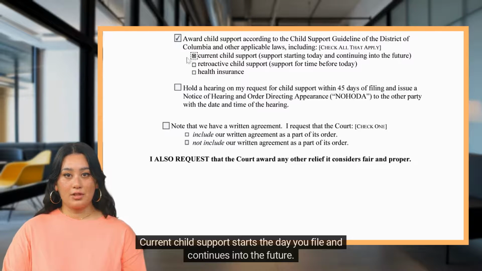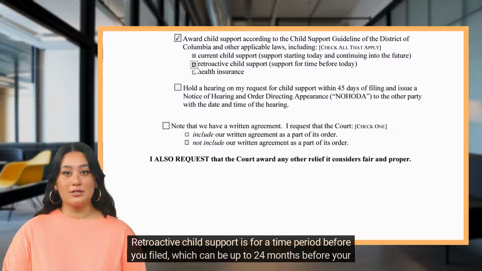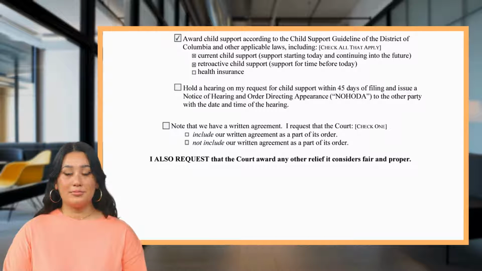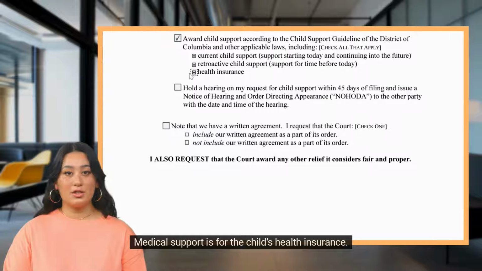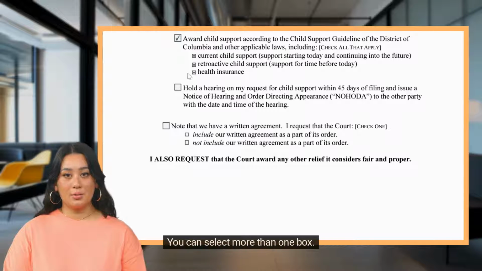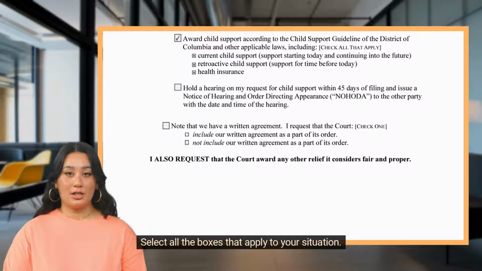Current child support starts the day you file and continues into the future. Retroactive child support is for a time period before you filed, which can be up to 24 months before your request. Medical support is for the child's health insurance. You can select more than one box. Select all the boxes that apply to your situation.